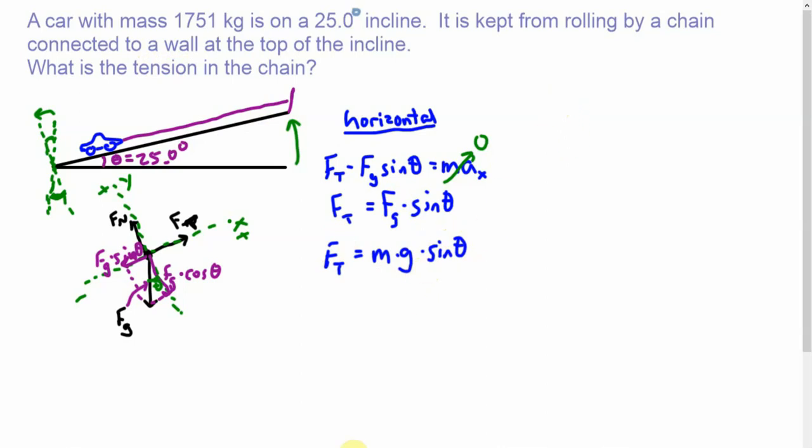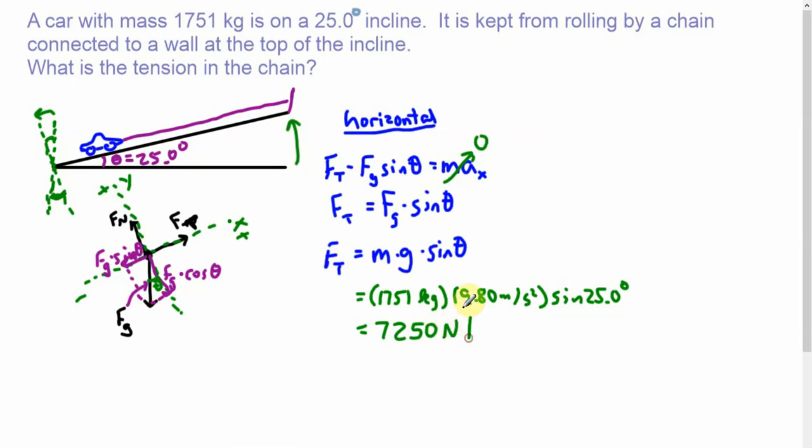Let me finish it off then. Tension is 1,751 kilograms times 9.80 meters per second squared times the sine of the 25 degrees. And this is 3 significant figures. This one is 3 significant figures also. This one is 4. So I should put my answer as 3 significant figures, and it comes out to 7,250 newtons. So that is the magnitude of the force that the chain is responsible for.